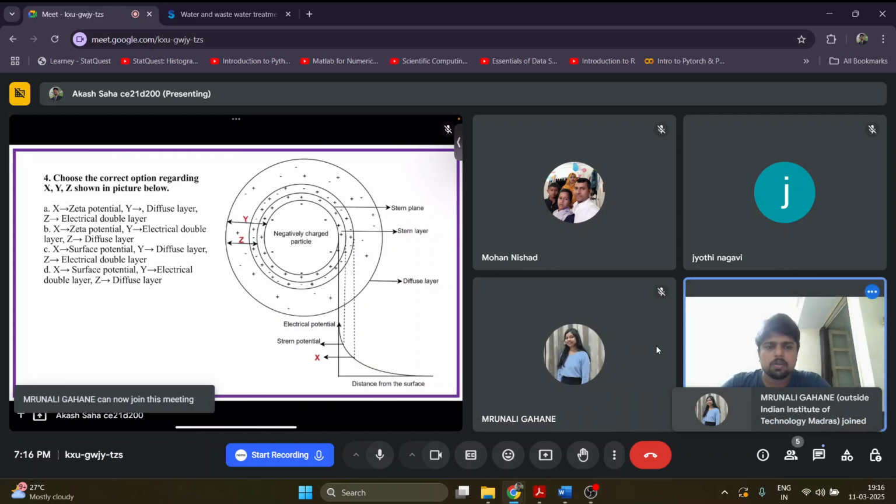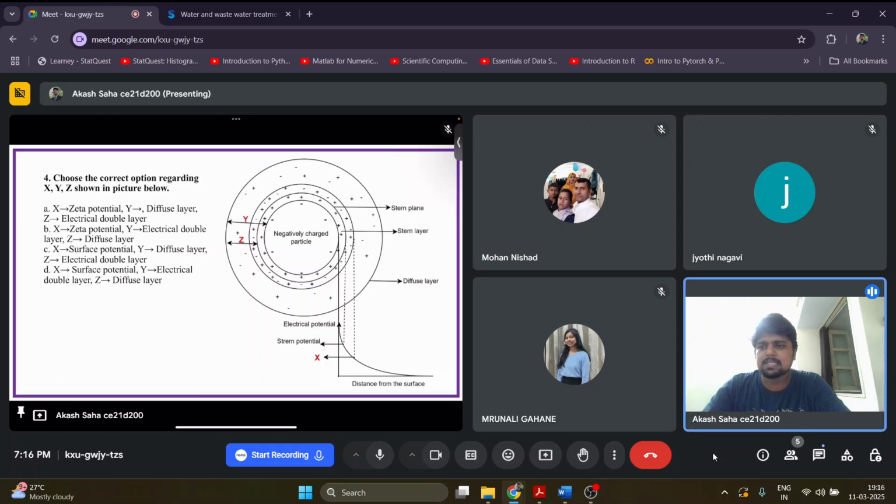Okay, so this is another question, just on what we are discussing now. We just have to name it. Here there are three zones, X, Y, and Z, in this picture. You have to identify what is called the zeta potential, what is the diffuse layer, and what is the electrical double layer. So X, Y, and Z are marked. You just have to name them.